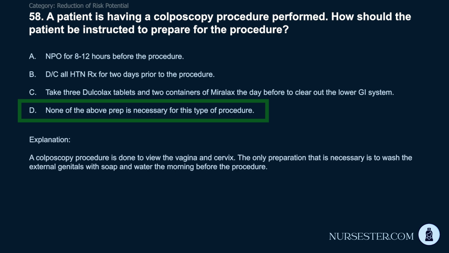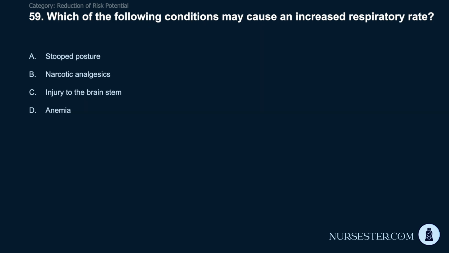A colposcopy procedure is done to view the vagina and cervix. The only preparation that is necessary is to wash the external genitals with soap and water the morning before the procedure. 59. Which of the following conditions may cause an increased respiratory rate? A. Stooped posture. B. Narcotic analgesics. C. Injury to the brain stem. D. Anemia. Correct answer: D.